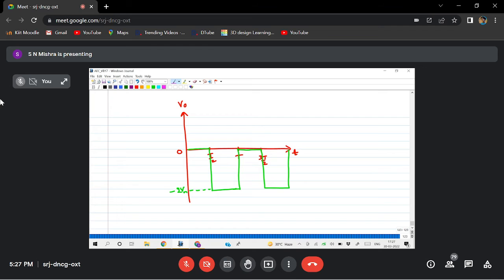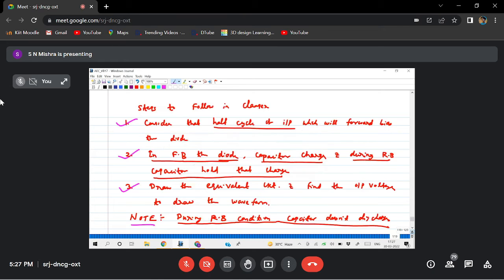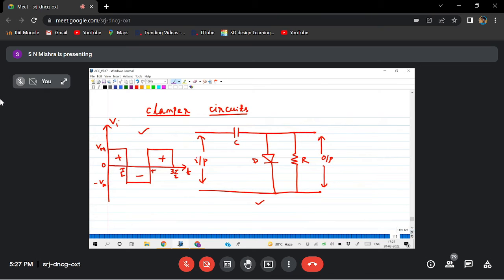So what is my DC level here, the average of this? DC level is minus Vm. Now you see the initial input here, Vm and minus Vm, 0 is the DC line. Now the same graph I am redrawing here like this, where this is 0, this is minus 2 Vm, average is minus Vm. So you just visualize the entire signal is shifted downward by Vm.